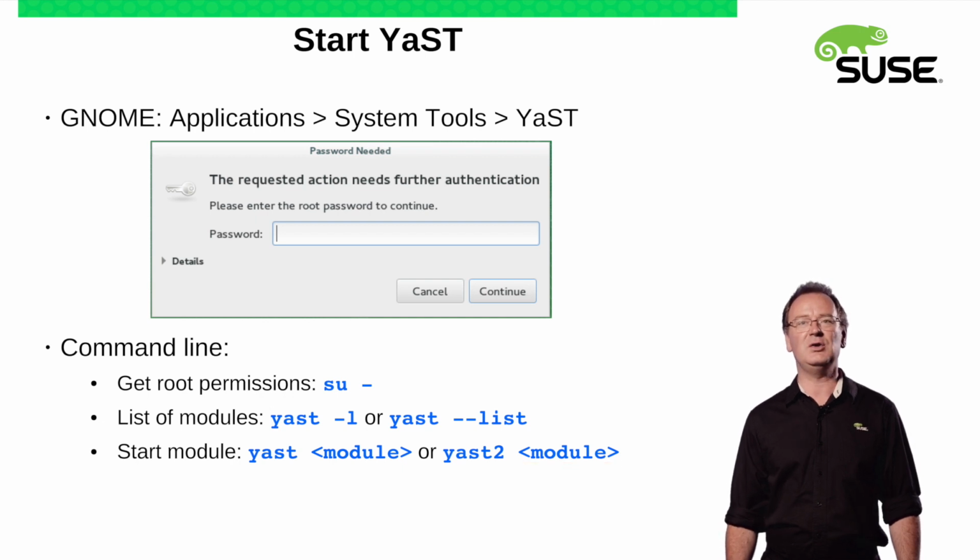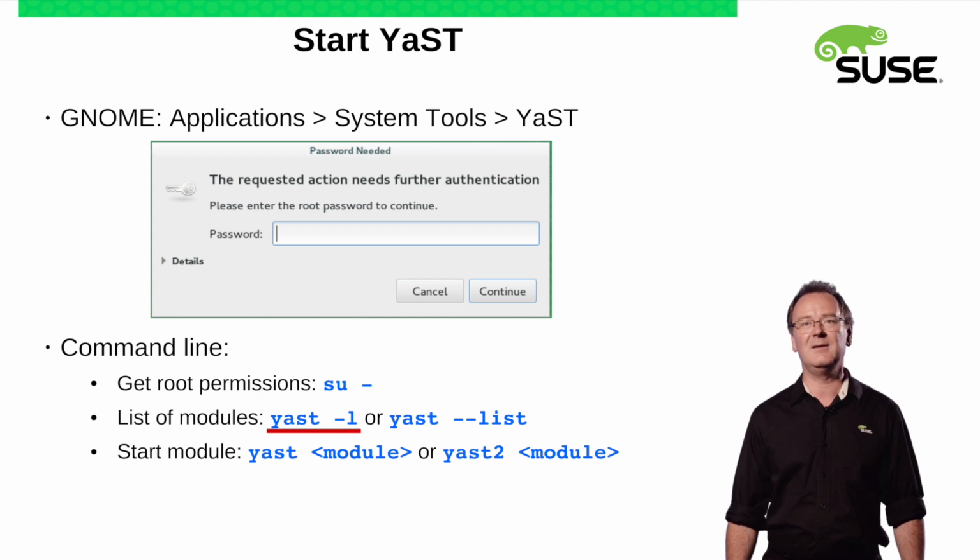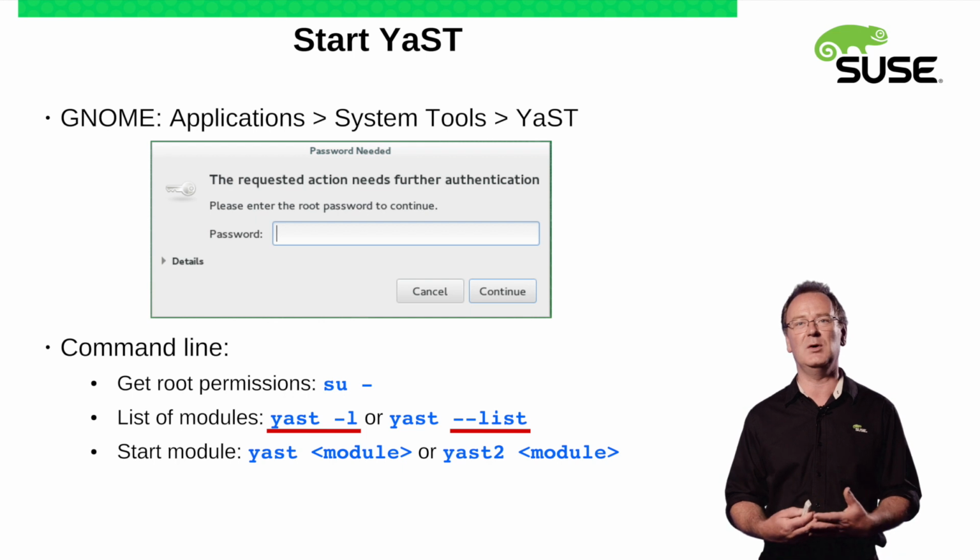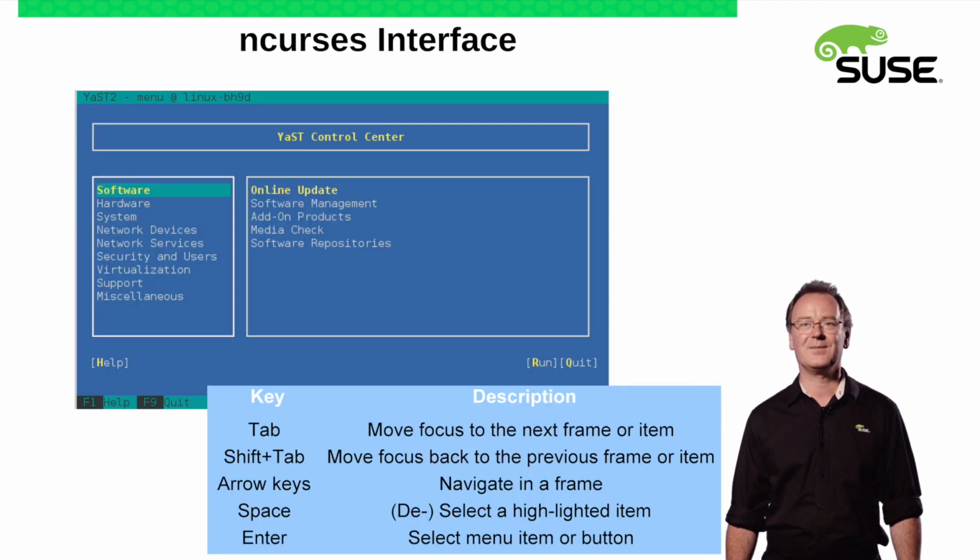To list the modules, you can do yast or yast2 space -l or --list, and it'll show you the names of all the modules. So that's what you do to find out that the module to allow you to partition the disks, for example, is the disk module. So here's the ncurses version.